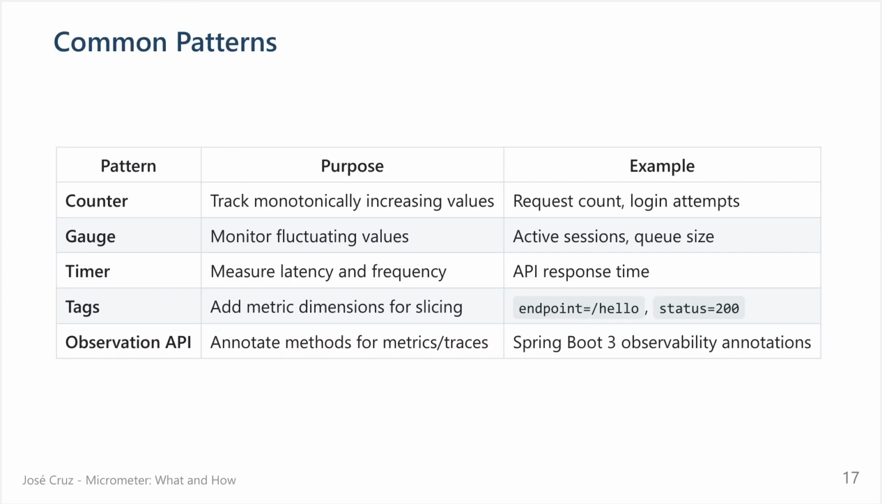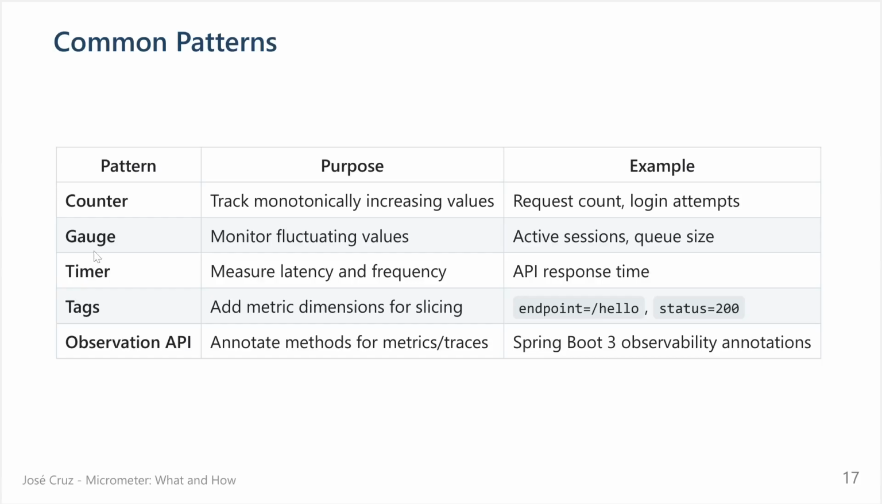So the common patterns here when we are developing with Micrometer is more about what we can do with the information that you can collect. You can use the counter to track monotonically increasing values. So you can, let's say, count things in good English. For instance, the number of login attempts, number of checkouts, number of API requests, and things like that.